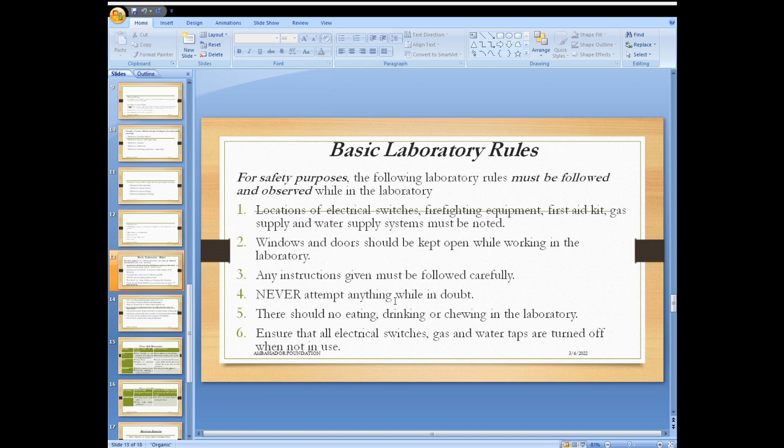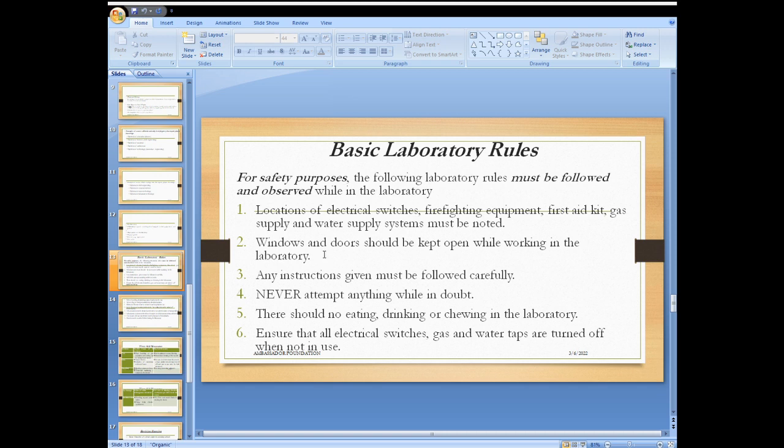And because of the three systems, sometimes accidents can occur very fast, and it can cause a lot of danger. So there are rules that should be placed in a lab, such that both the teachers, the lab technicians, and the students should follow.